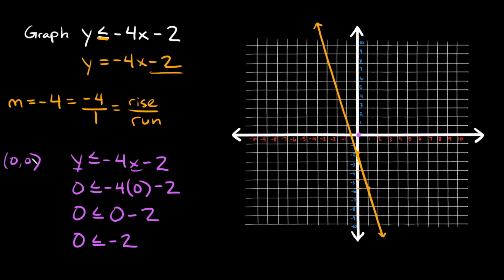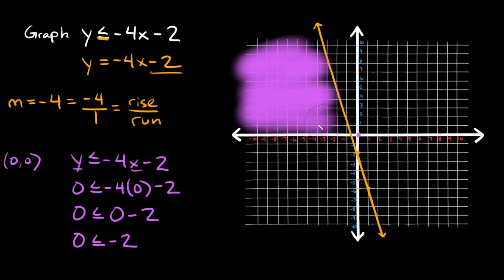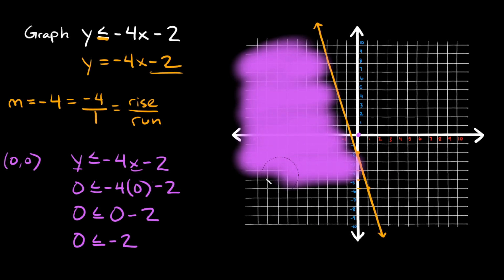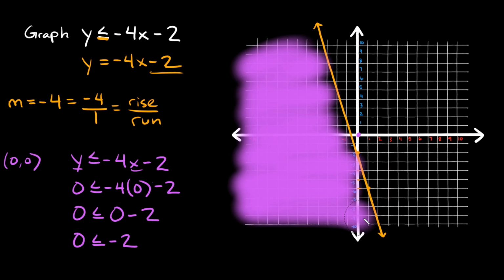Okay, so since this point right here, (0, 0), gave us a false statement, a false answer, that means we want to shade in the other direction, on the other side. Okay, so that means we're going to shade on this side. So that also means if we tested any of these points, all of these would give us a true statement. They would all give us a correct answer, okay?